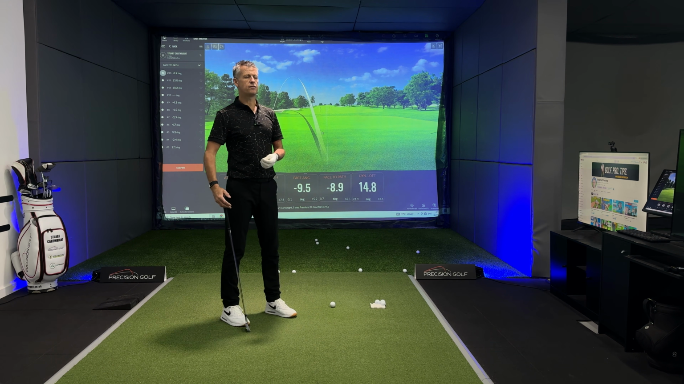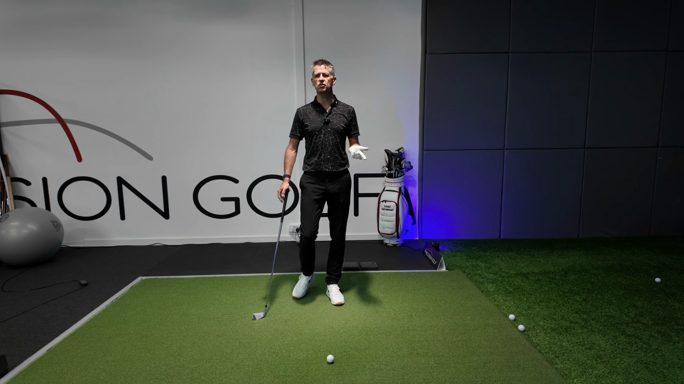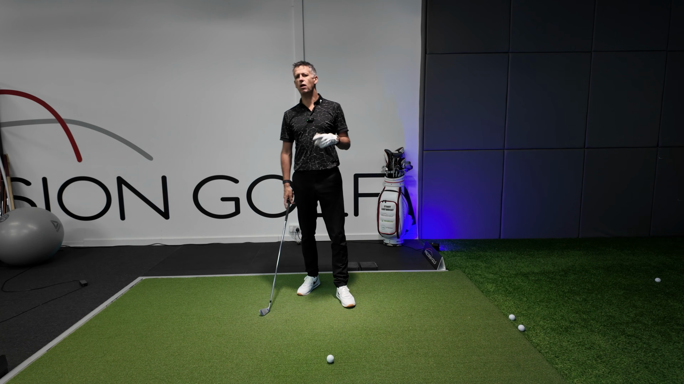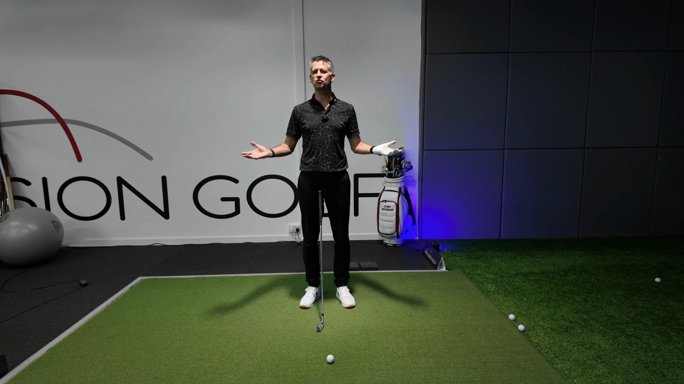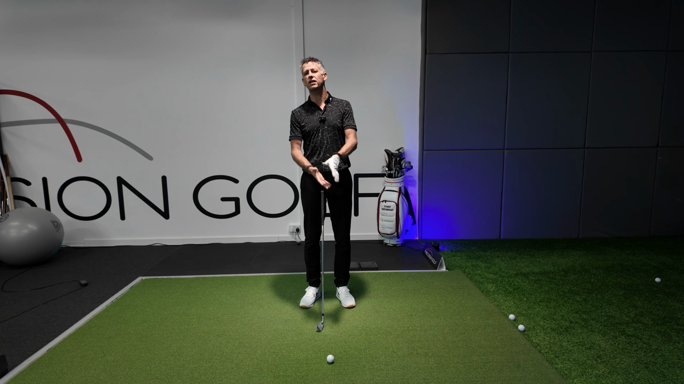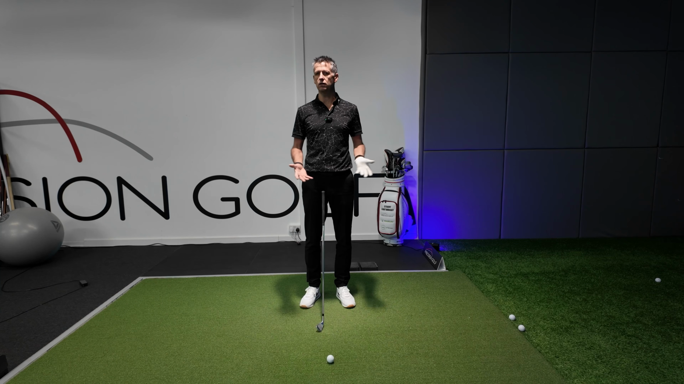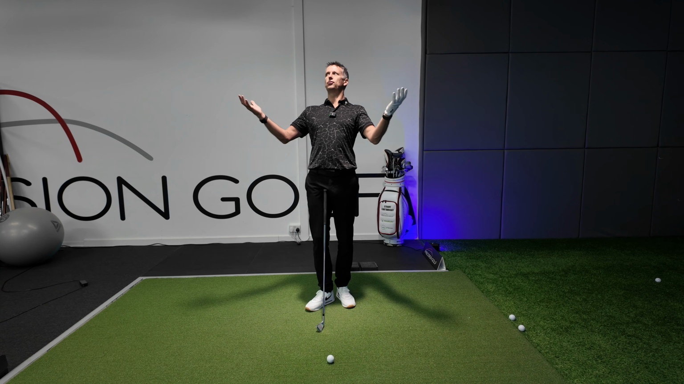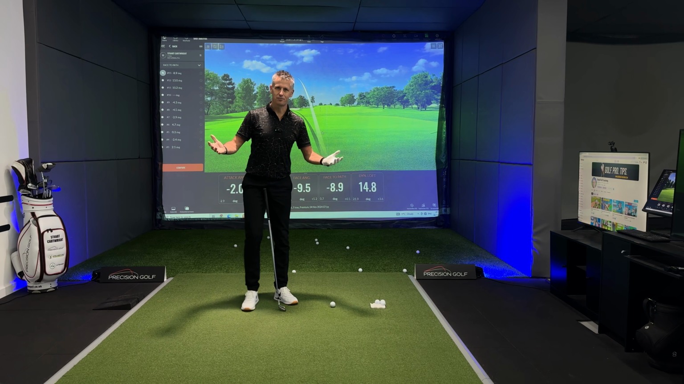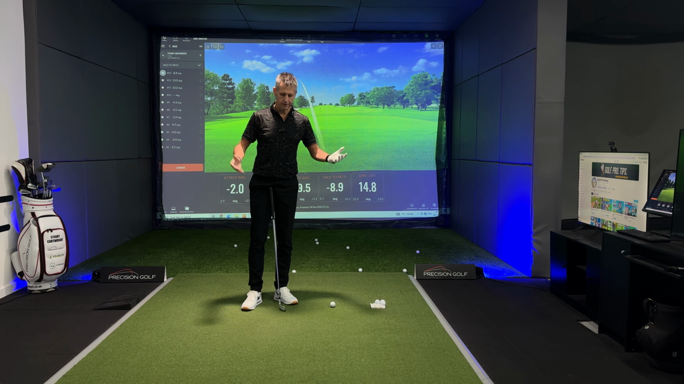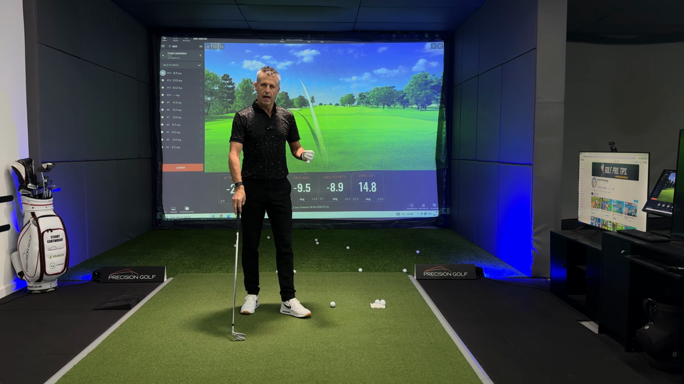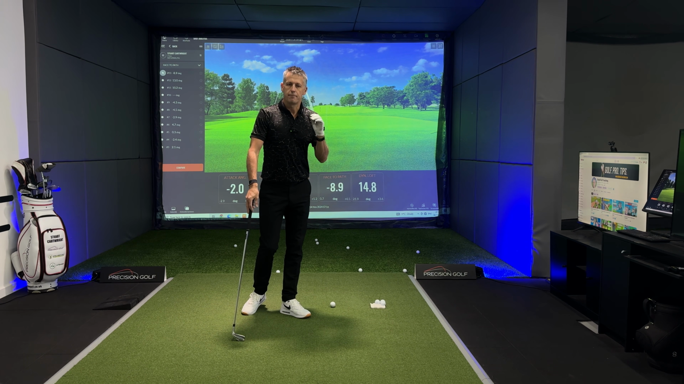And what you might find, for those prolific slicers or prolific hookers out there, is you might actually work out, oh my goodness, this grip that feels a little bit weird at the start has actually cured my slice or cured my hook. Shock horror, the grip could fix your bend in the sky. I don't know, how simple could that be? Anyway, give it a try.